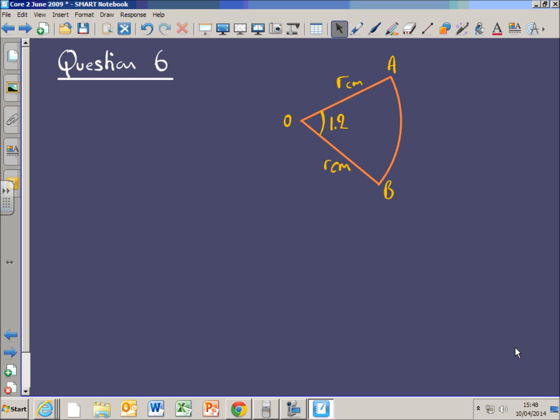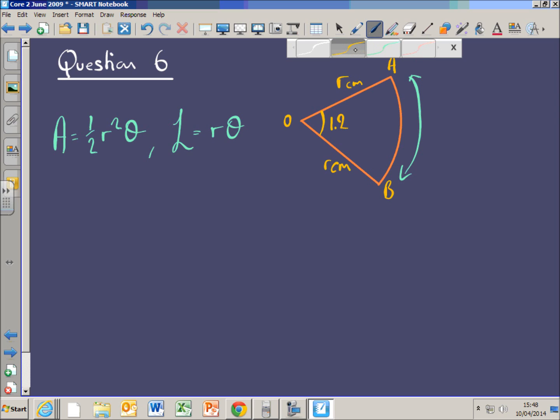We're told the angle is 1.2 radians and we don't know what the radius is, but we do have a couple of equations that we can use. The area of a sector is what? What's the formula? 1/2 r squared theta, as long as you're in radians. And what about the arc length? What's the formula for that? It's just r theta.